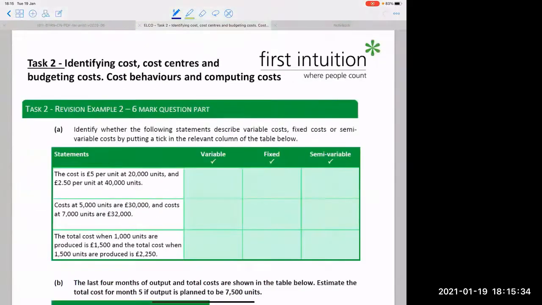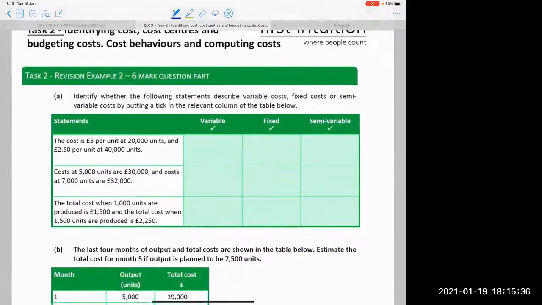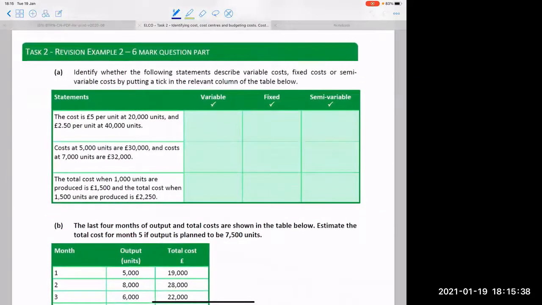Excellent. The second example we've got of task 2, part A looks very similar to what we just saw, and then part B is the high-low method. So you might find in your exam you could get something a bit more complicated, more along these lines, to get you tested on that high-low method. Okay, well, let's have a look first of all at part A. The cost is £5 per unit at 20,000 units and £2.50 a unit at 40,000.